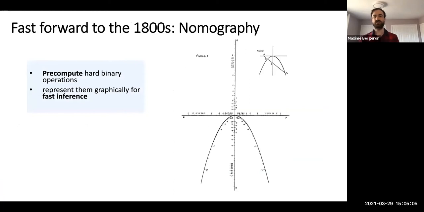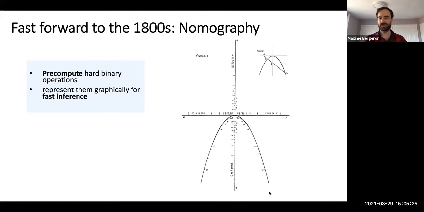So let's fast forward to the 1800s. There's a lost art which made this idea practical, called nomograms and nomography. The idea was, once again, you pre-compute the hard binary operations, and then the trick was to represent them graphically for fast inference. We don't have calculators. We're out in the field. We need to solve quadratics.